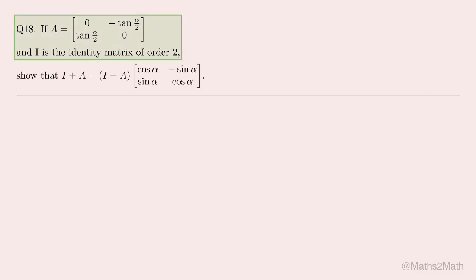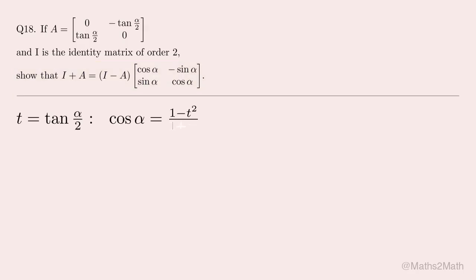Question 18, the hardest identity here. Write t for tan of alpha by 2 and use the t formulas for sine and cosine. Both sides are 2 by 2 matrices in t. We multiply out the right side and watch it become I plus A, with t as shorthand.